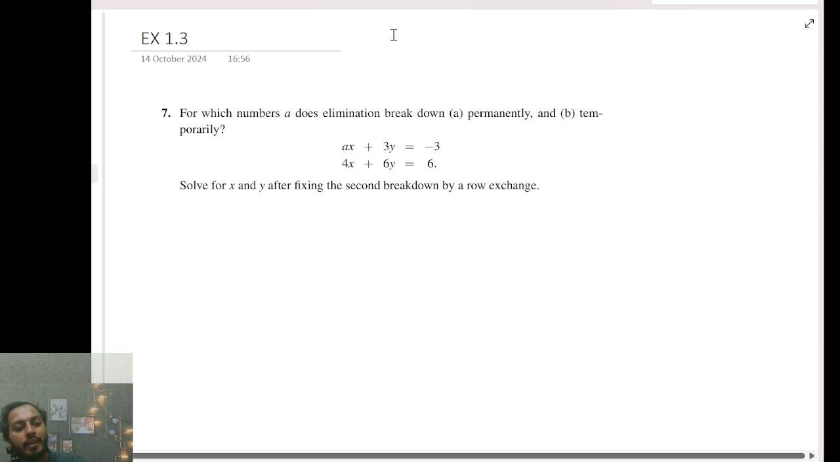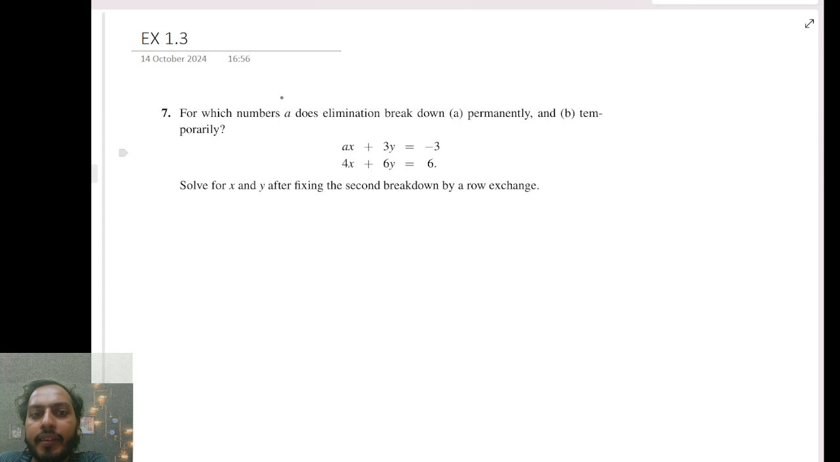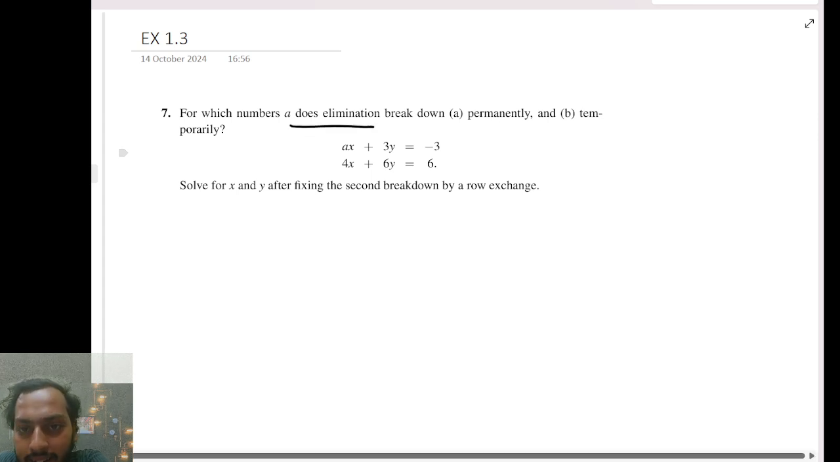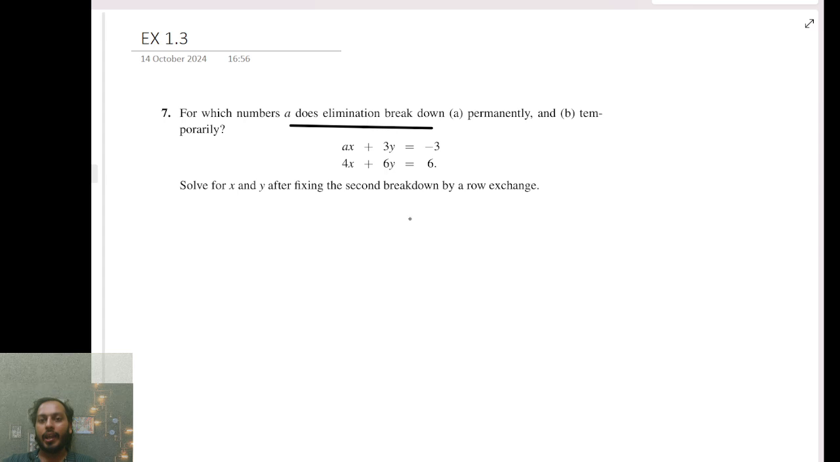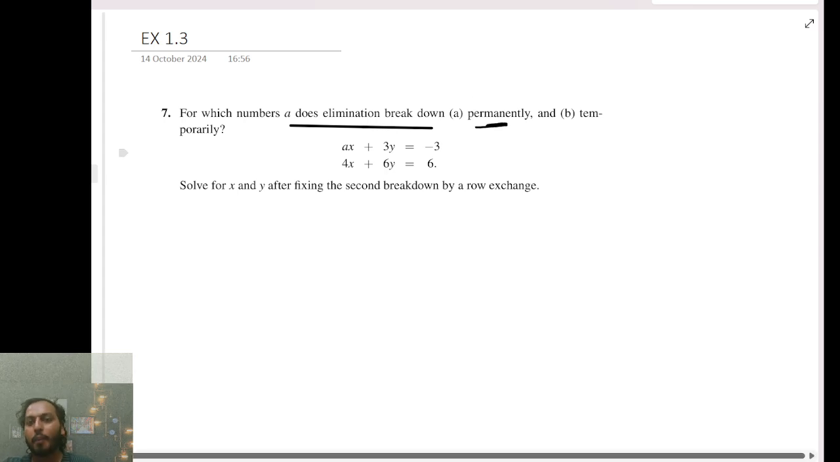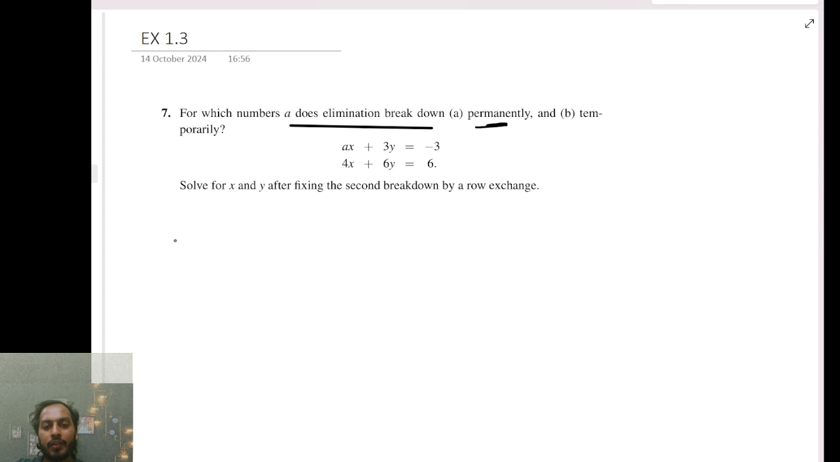Come on, question number 7. In question number 7, they are asking: for which number A does elimination break down? What should you choose here so that elimination will break down? They are asking for a permanent breakdown. Okay, but just before permanent, can you tell me when it will break down temporarily?